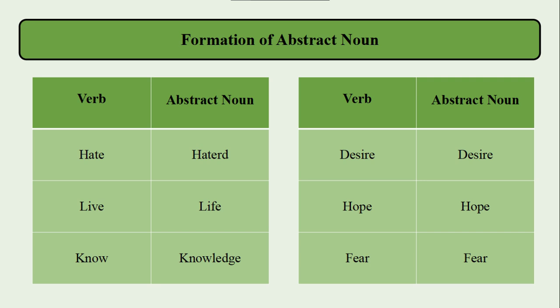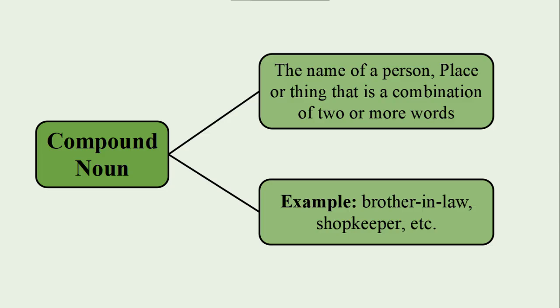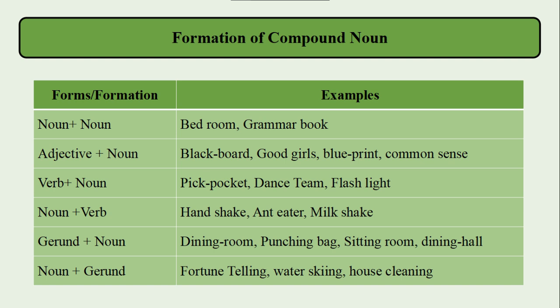And speaking of building things with language, the notes also talk about compound nouns, sticking words together. Yeah, essentially. A compound noun is just a name for a person, place, or thing that's made by combining two or more words. Classic examples are brother-in-law or shopkeeper. Right, okay. And they form in lots of ways. You can have noun plus noun, like bedroom or grammar book. Makes sense. Adjective plus noun, think blackboard or common sense. Verb plus noun, like pickpocket or dance team. Pickpocket, yeah.